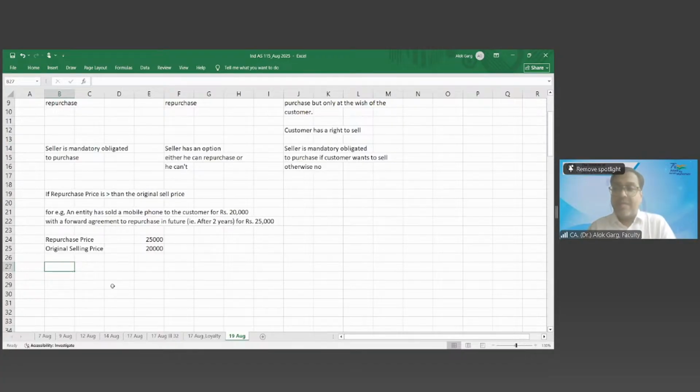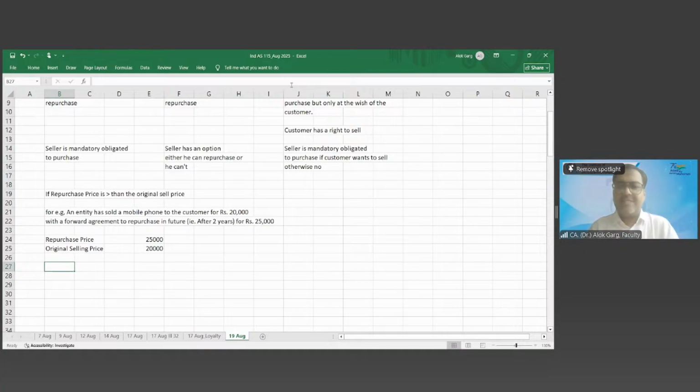मतलब उसने मोबाइल फोन बेचा, पैसे लिए और 2 साल के बाद 5,000 रुपए एक्स्ट्रा देंगे. इसका मतलब क्या था? उसने मोबाइल फोन बेचा नहीं, पैसे की जरूरत थी, उसने मोबाइल फोन को गिरवी रख दिया. So basically the entity has mortgaged the mobile phone, collected 20,000 rupees. After 2 years, the entity will pay 20,000 rupees principal, 5,000 rupees interest, and receive back his mobile phone. Correct? Yes or no? Yes, sir.